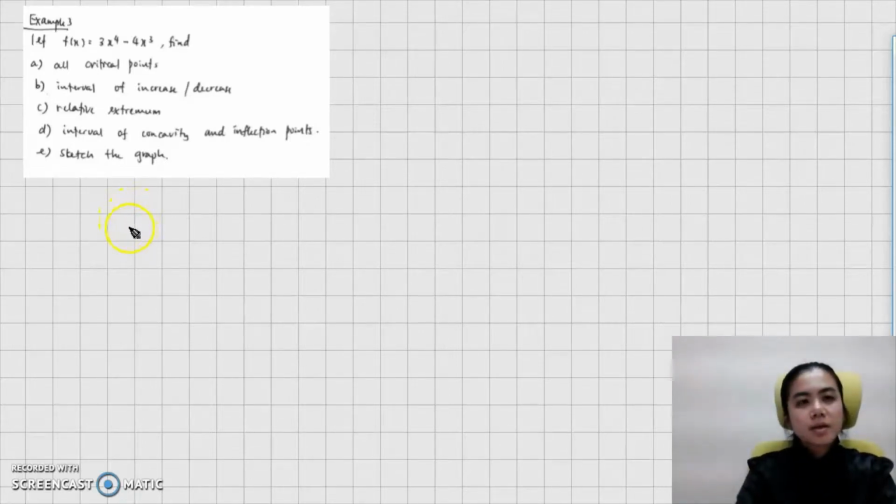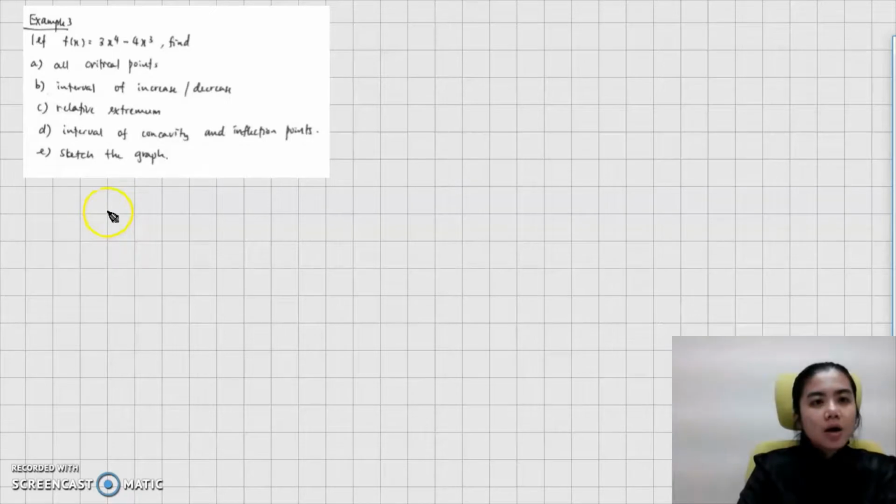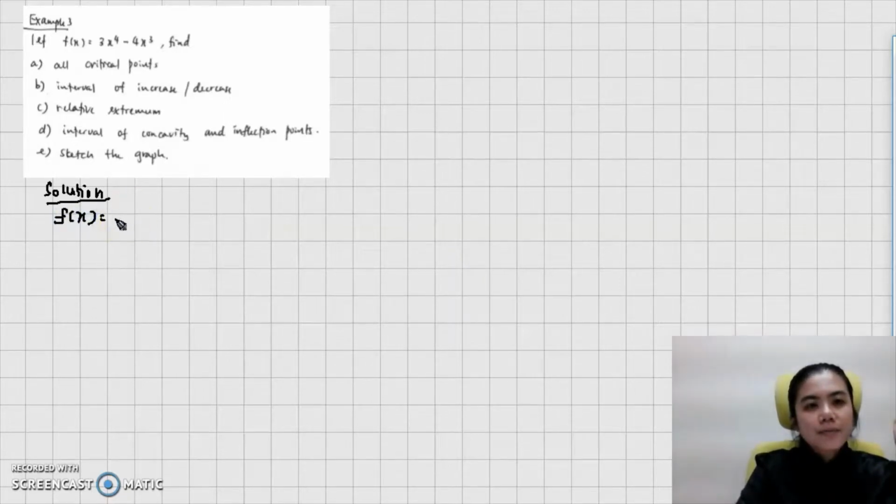Okay, let's just look at the third example. Same thing. The first thing that we have to find is a critical point. Let's begin with the function f that has been given in this question. So this is the function f. In order to find the critical point, the first thing that you have to find is your f prime. Let's find our f prime.